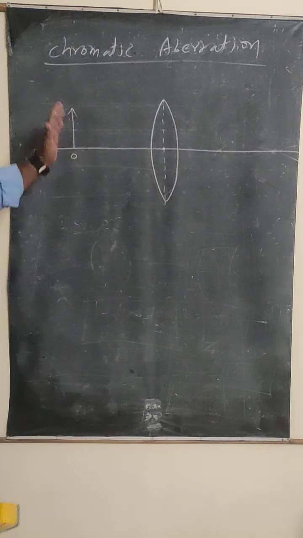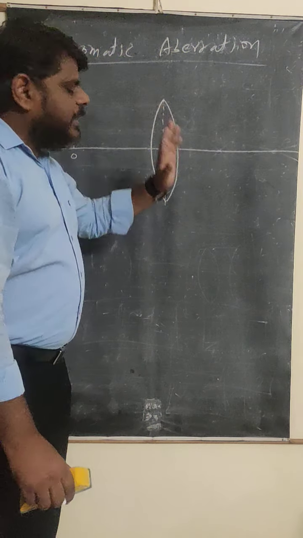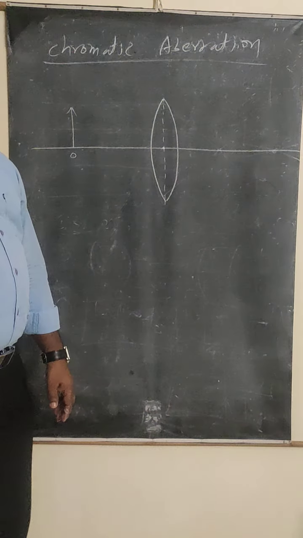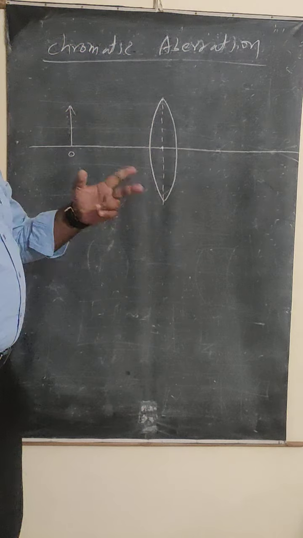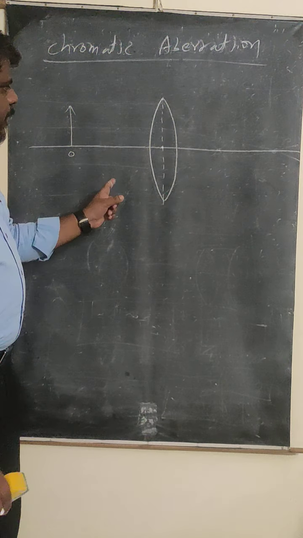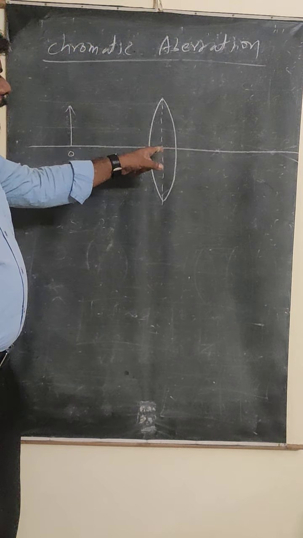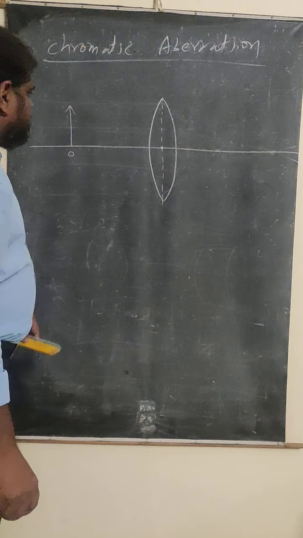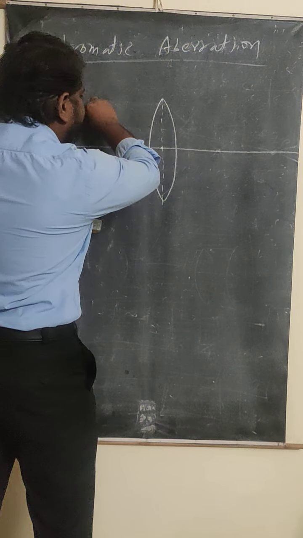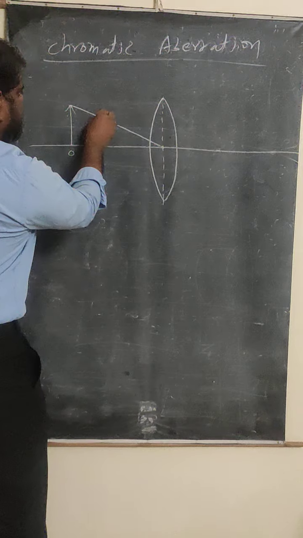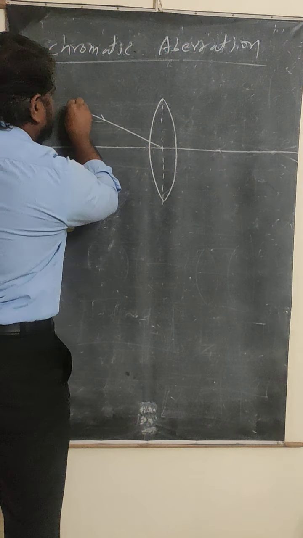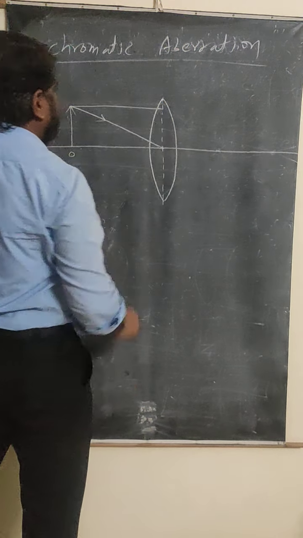The light coming from this object is incident on the lens. For our convenience, we are going to take only 2 rays. One ray of light is passing through the optic center, and another ray is parallel to the principal axis. So one ray passes through the optic center like this, and another ray of light is parallel to the principal axis and travels like this.